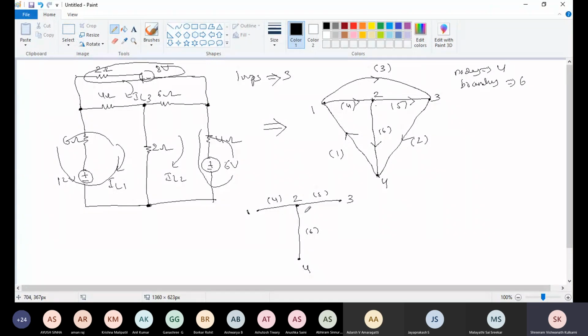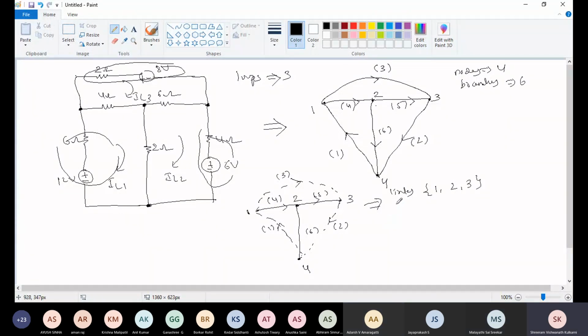The branches of a tree will be called the twigs. Now, next step, we need to draw the links. Link 3, 1, 2. Yes. Now tell me from this graph, what are the links? 1, 2, 3 are the links.